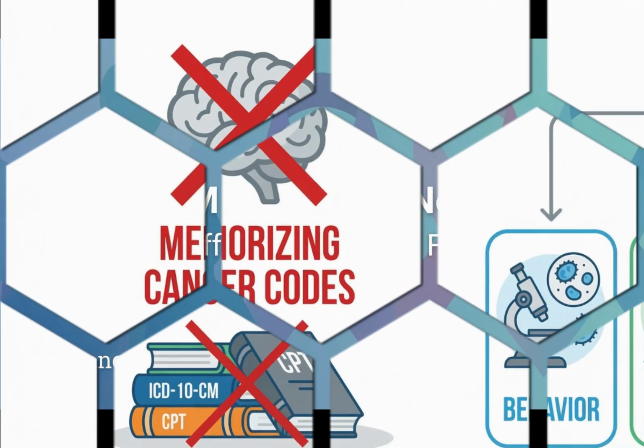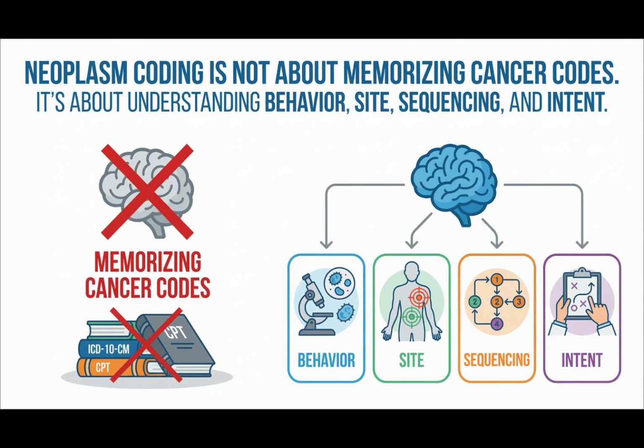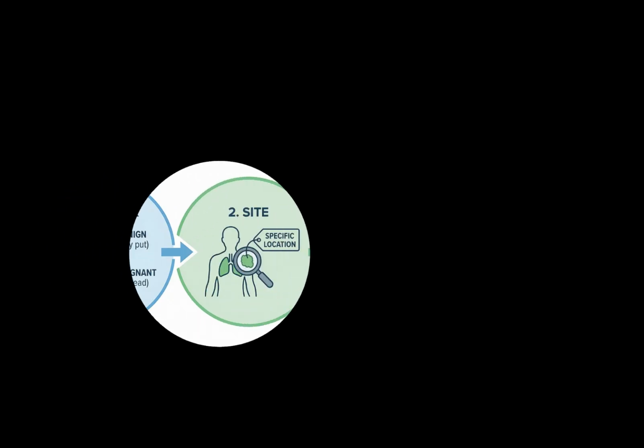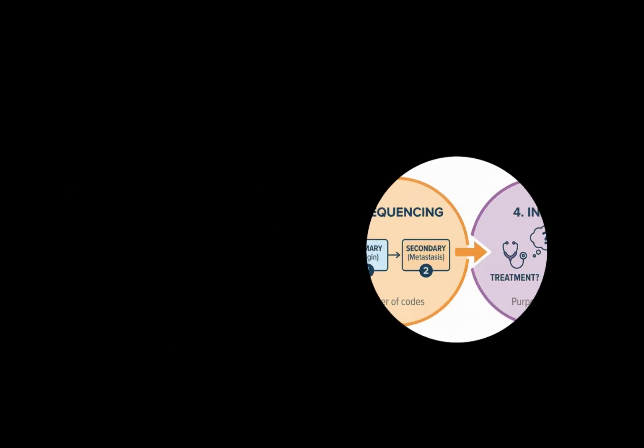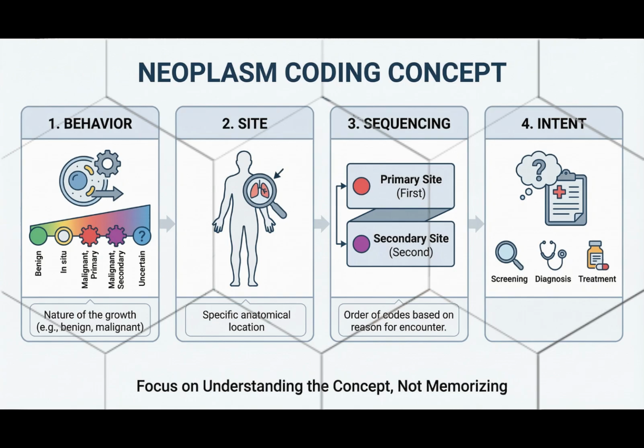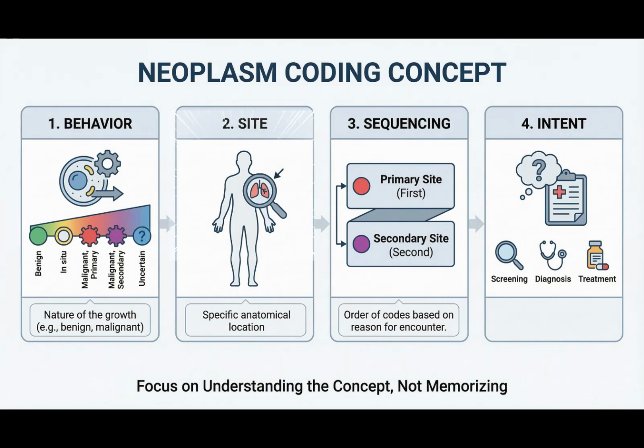Neoplasm coding is not about memorizing cancer codes. It's about understanding the behavior of the neoplasm, the site, the sequencing rules, and the intent of the encounter. And once these rules are clear, ICD-10-CM Chapter 2 on neoplasms stops feeling complex. It becomes logical, almost predictable.